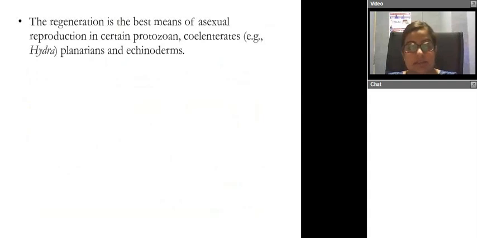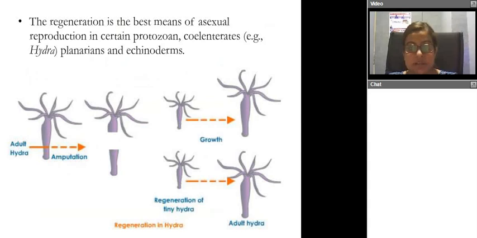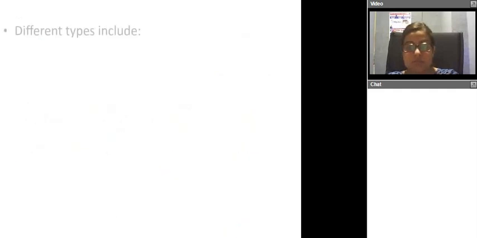It is said to be the best means of asexual reproduction in protozoans, coelenterates, and echinoderms. This is an adult hydra. After breaking or amputation, it is divided into two parts. Each of these parts regenerates its remaining counterpart, and as a result, an adult and mature hydra is obtained. Clear?